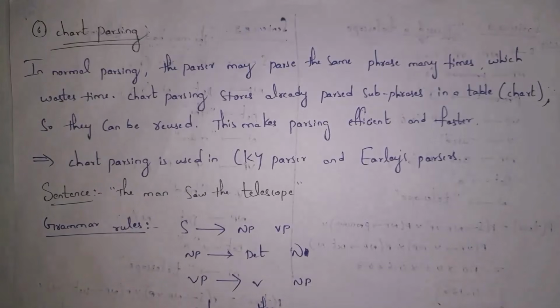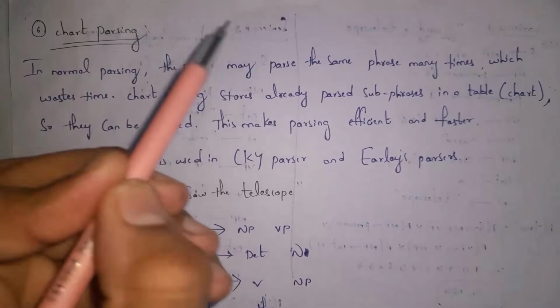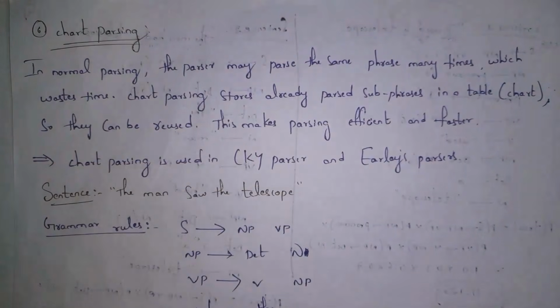Guys, in chart parsing, we will maintain chart, that is nothing but we will maintain a table that contains all grammar rules for all combinations. So next time whenever we get similar sentence, instead of finding grammar rules again, we can simply check that chart and find rules, which will save our time. In normal parsing, parser may parse the same parse many times. That is, for same sentence, we need to do parsing many times, which will waste our time. So chart parsing stores already parsed subparses in a table so that we can reuse it, which will save our time.